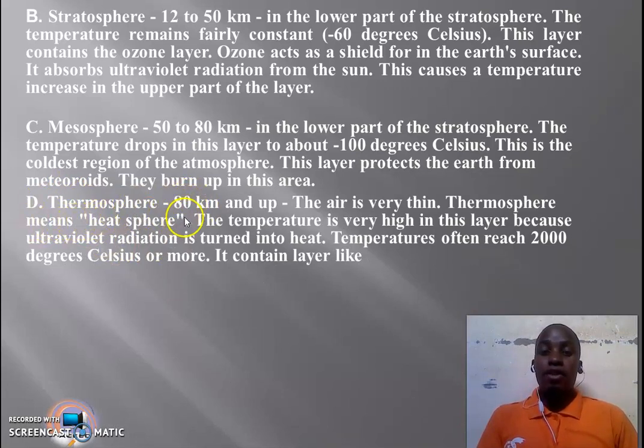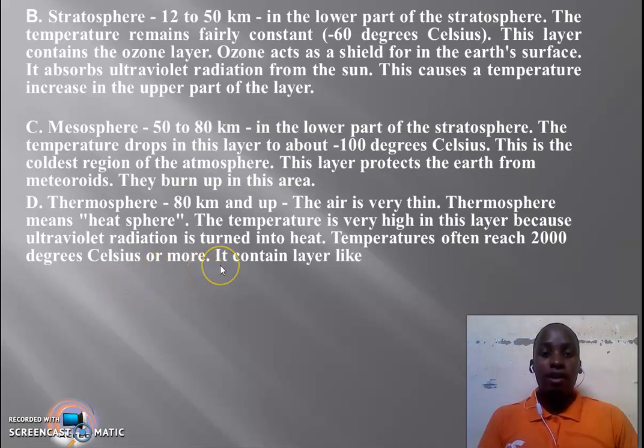Lakini nyingine tunasema kuna thermosphere tayari. Thermosphere ina range kuanzia 50 kilometers na kuendelea. The layer is thin, iko very thin, nyembamba sana. Thermosphere tunasema kwamba thermo means heat, sphere tayari. The temperature is very high in this layer, mara nyingi joto lake linakuwa kubwa, lakini vile vile ultraviolet radiation is turned into heat, and the temperature often reaches up to 2000 degrees Celsius or more outside.